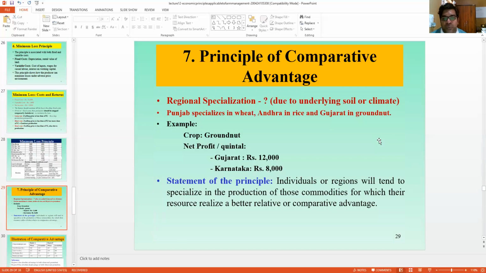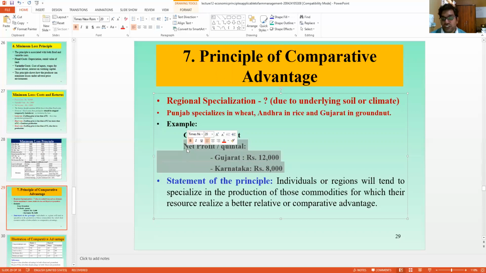Now, the principle of comparative advantage. Certain regions are blessed or fortunate enough to go for some crops because of the underlying climate or soil. Like Punjab specializes in wheat. We have rice in Andhra and groundnut in Gujarat, right? For example, in the case of groundnut, we say net profit per quintal. In Gujarat, net profit per quintal is 12,000 rupees. In Karnataka, if the net profit per quintal is 8,000 rupees, it means what? Gujarat is comparatively more advantageous in producing groundnut when compared to Karnataka. It means Gujarat has comparative advantage.